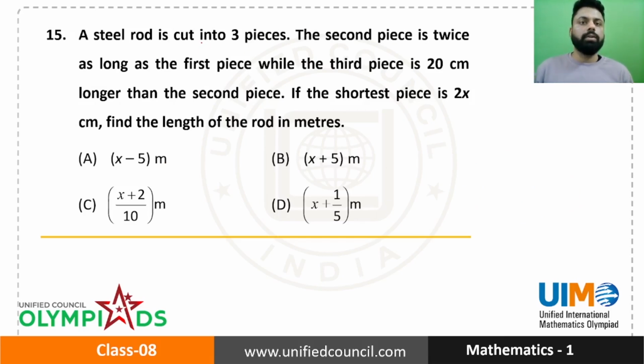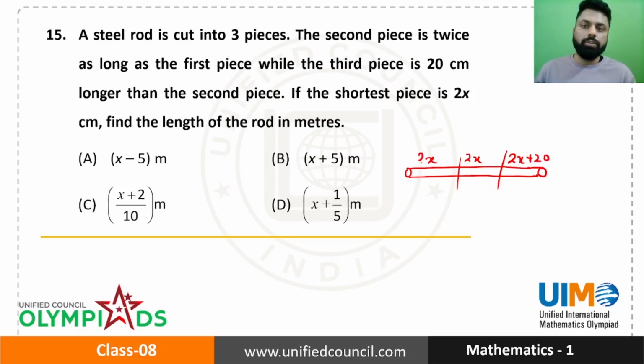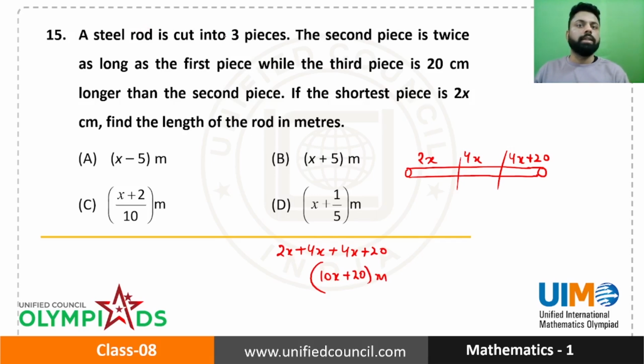A steel rod is cut into 3 pieces. There is a rod. It is cut into 3 pieces. The second piece is twice of the first. So if this is x, this is 2x. While the third piece is 20 centimeters longer than the second piece. If the shortest piece is 2x centimeters, this is 2x, so this will become 4x, this will become 4x plus 20. Find the length of rod in meters. 2x plus x plus 4x plus 20, that is 10x plus 20 meters.